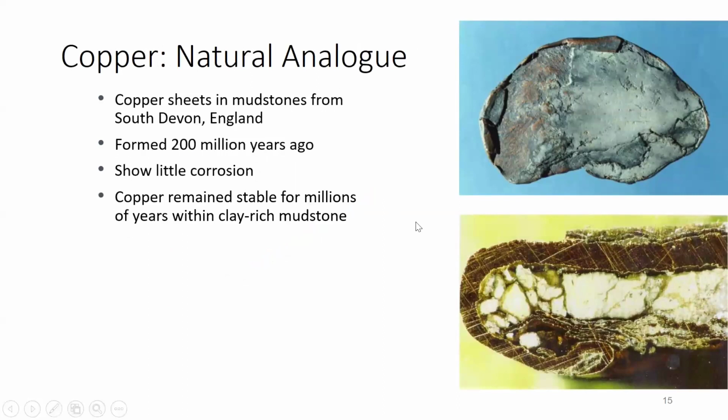There are some natural analogs. Why are we so confident that, in the case of, let's say, copper, it's a good choice to use? Well, we can see it in the natural environment. There are examples of copper sheets in mudstone from South Devon, England, formed 200 million years ago. You can figure that out via radio dating, and it shows little to no corrosion. This is an indication that under reducing conditions, this copper can survive a considerably longer time than what we're hoping our DGR has to last for.